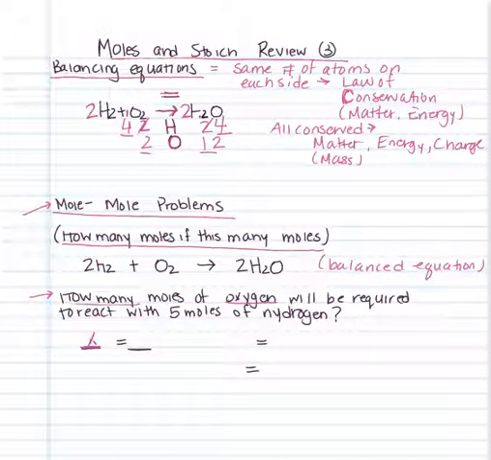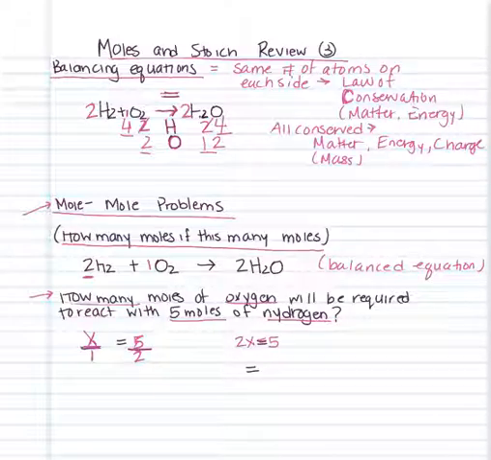Because it said how many moles of oxygen, I'm going to put the X over the coefficient of oxygen in the balanced equation. Then it says will be required to react with 5 moles of hydrogen. So because it says 5 moles of hydrogen, I'm going to put a 5 in my numerator, and I'm going to put that over the coefficient for the hydrogen in the balanced equation, which is a 2. I now have my proportion that I can solve. X over 1 equals 5 over 2.